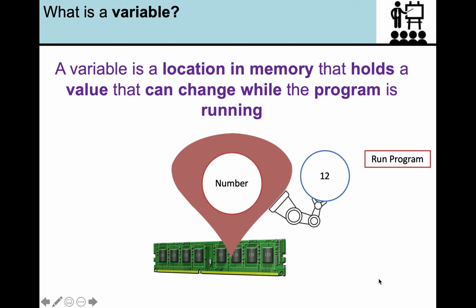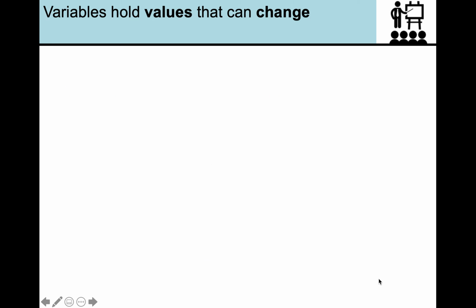So if we imagine our variable is a named location and it's named number, and it's holding the value 12, but our program's running, so that value could change to 23, it could change to 109, it could change to 19, change back to 109. So a variable holds values that can change.